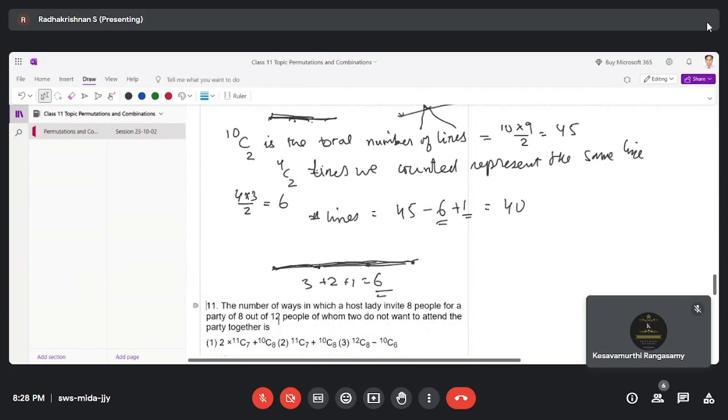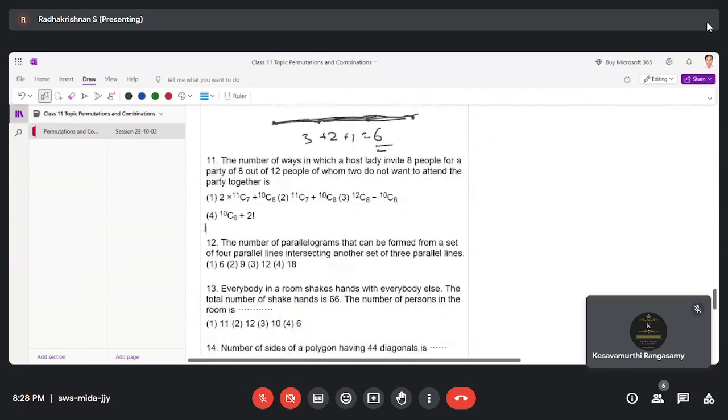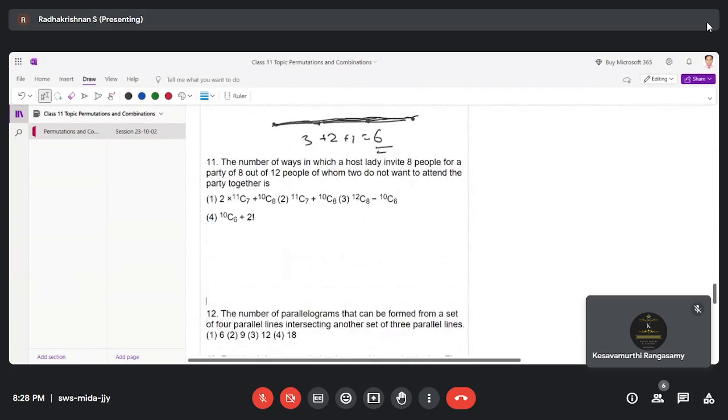Okay. Let's do this one. The number of ways in which a host lady invite 8 people for a party of 8 out of 12 people, of whom 2 do not want to attend the party together. Okay. So இந்த மாதிரிலாம் தான் ப்ராப்ளம்ஸ் நிறைய வரும். Okay. So we have to logically think how we should formulate this problem.